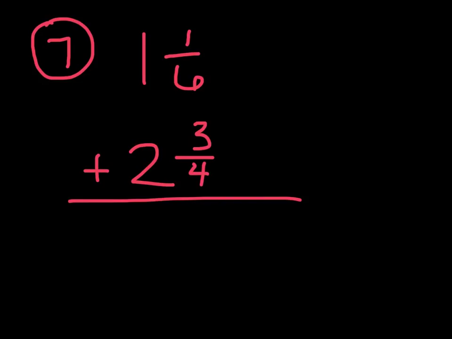Okay, your number 7 is 1 1/6 plus 2 3/4. Anytime I'm doing fractions with unlike denominators, I like to write them vertically instead of horizontally. So if you want to do that on another sheet of paper or to the side, that way we can find common denominators and equivalent fractions easier. Okay, a common denominator for 6 and 4 would be 12.